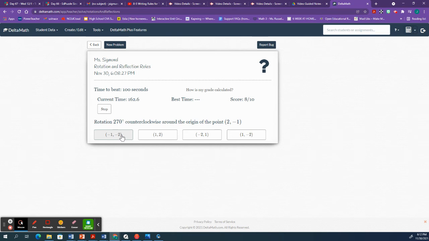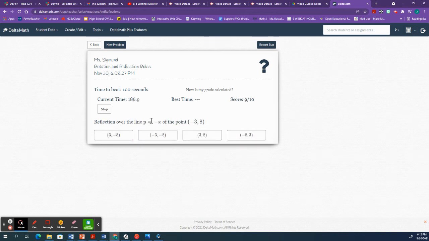Rotation 270 counterclockwise, again, that's CCW on your notes, is the same thing as 90 degrees clockwise around the origin. And that rule means x and y switch places, and then the second term, what was in the place of x, becomes opposite. So -1 is going to come to the front, 2 is going to go to the back, and that 2 is going to become a negative. So they'll both be negative terms.